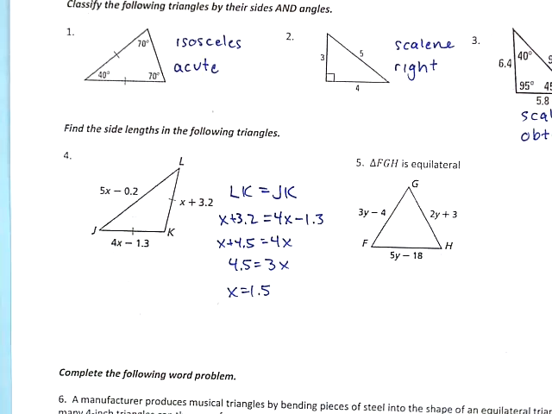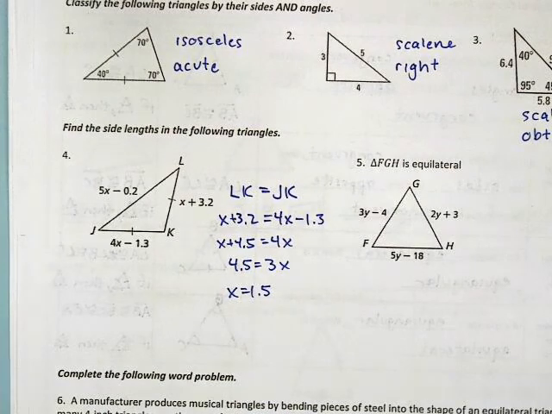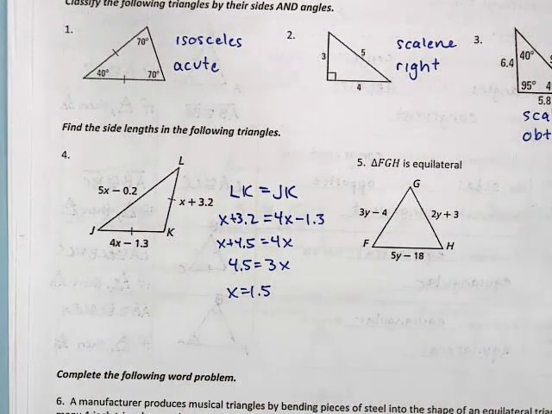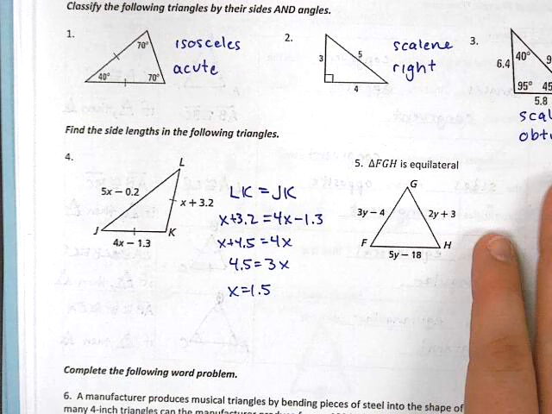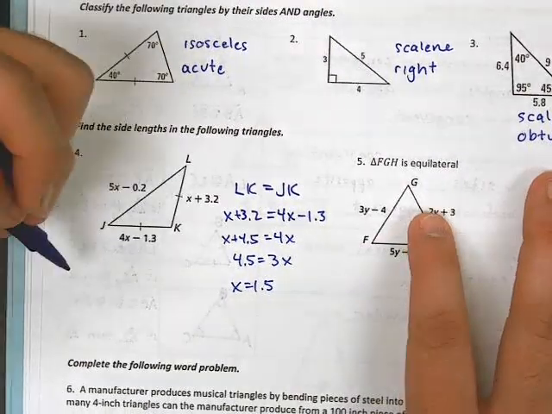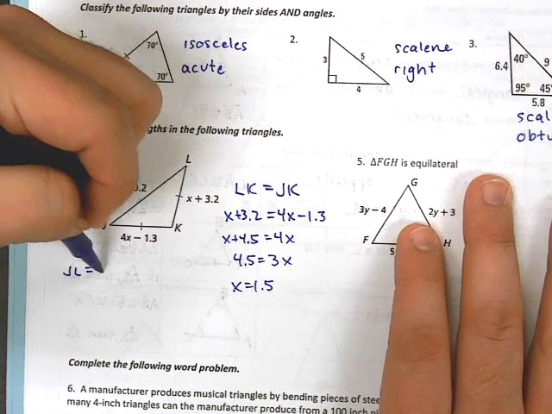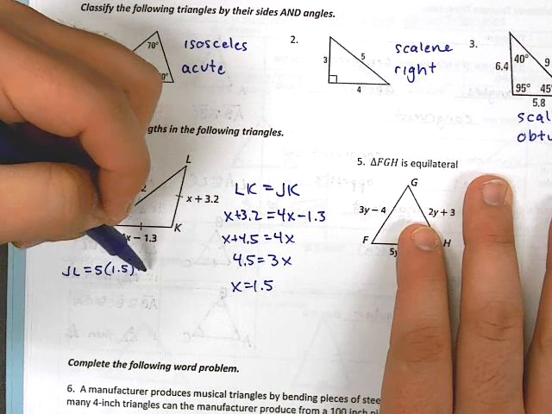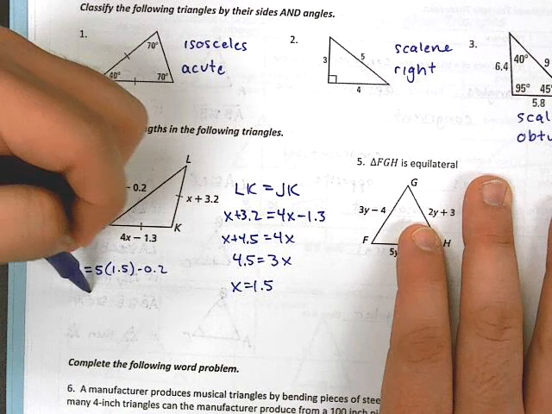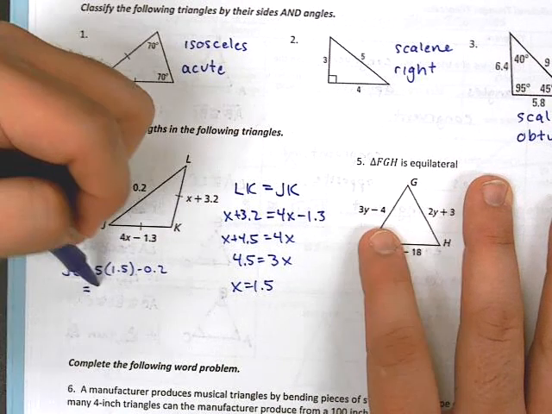Now please be very careful. Does it say to just find x, or does it say to find the side lengths? It says to find the side lengths. So we use this 1.5 to help us. JL is going to equal 5 times 1.5 minus 0.2, or what is that, 7.5, so 7.3.